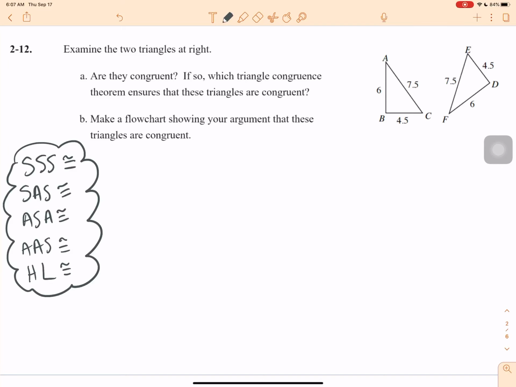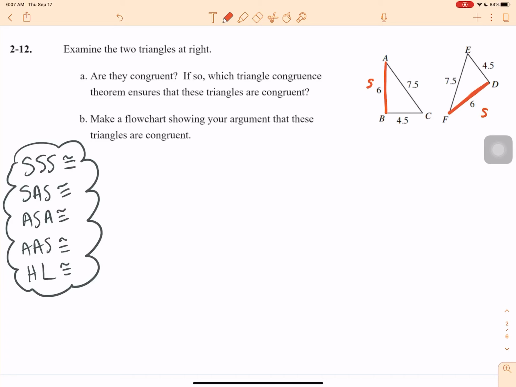So the first thing you guys have to do is start marking your congruent parts. So again, I would use colors. So here we have AB is congruent to FD. So I'm looking at the corresponding parts, okay? So that's a side that is congruent.